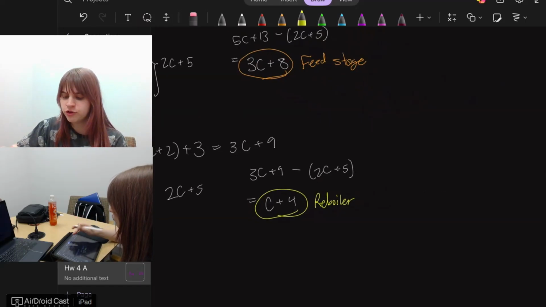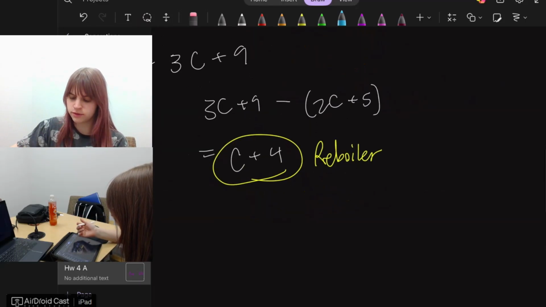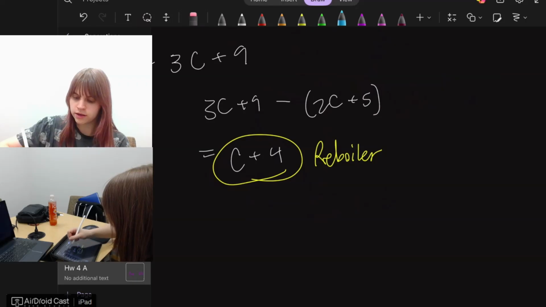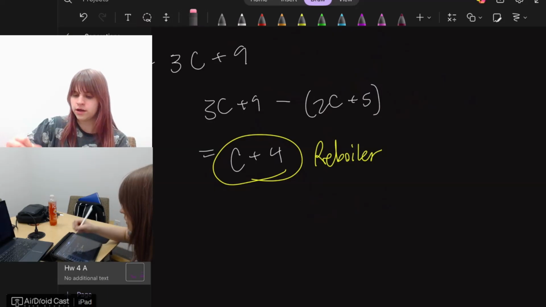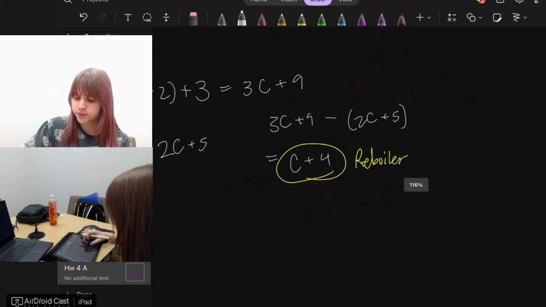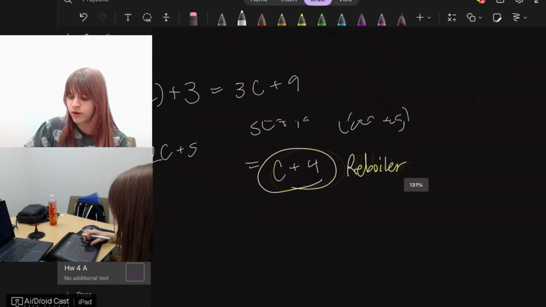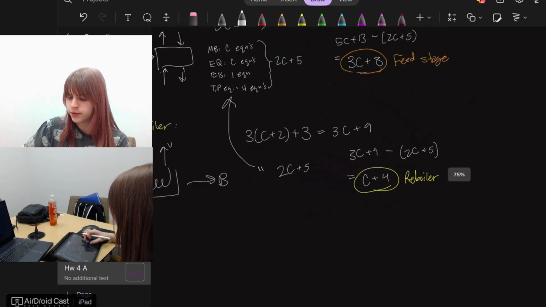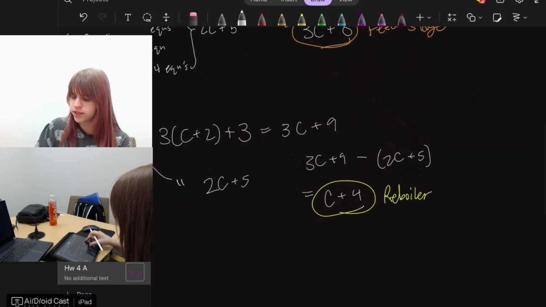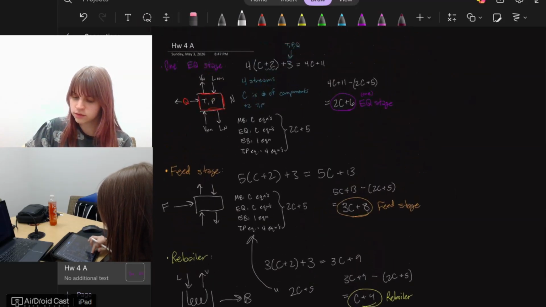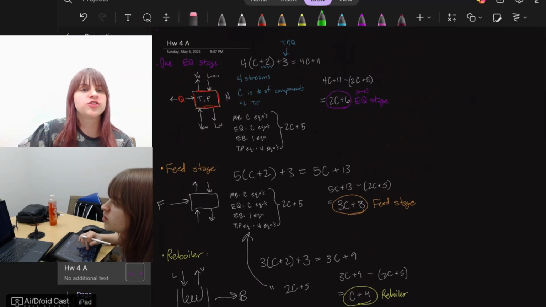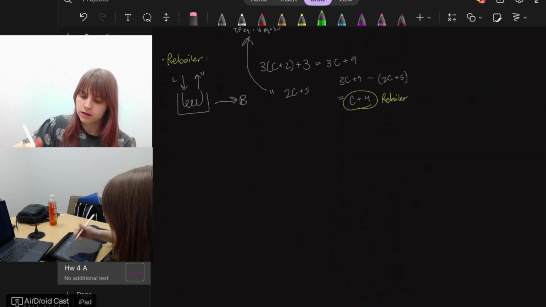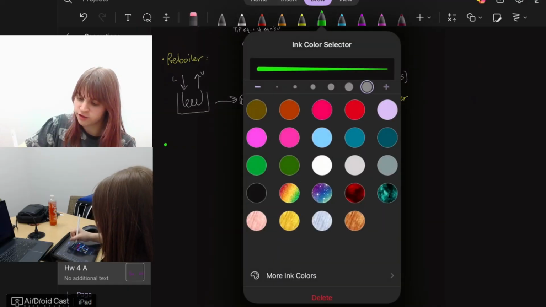So for example, if you had a 2-component system, then your degrees of freedom for a reboiler would be 2 plus 4. So you would have 6 degrees of freedom, which means you could define 6 things basically. Obviously the more components you have, the more degrees of freedom you'll have, but generally you're restrained regardless. So we did the equilibrium stage, the feed stage, the reboiler. Now we need to do our condenser.